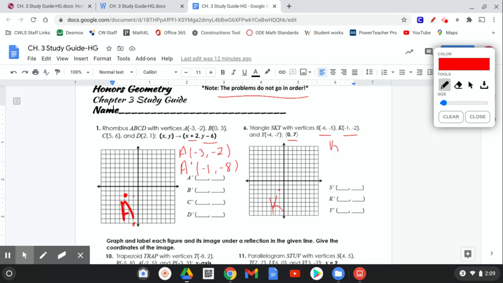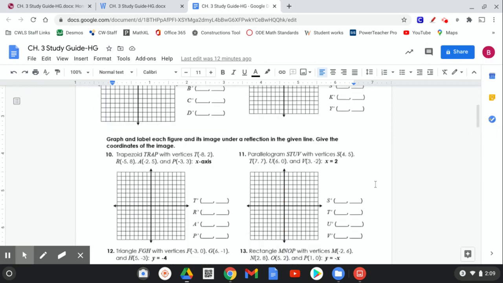So again, if we have our coordinate K of -1, -2, all we're doing is adding 0 here, and we're going to add 7 here, and it gives us our coordinate for K prime, which is going to be -1, and then -2 plus 7 is just going to be 5. So -1, 5 for K prime.